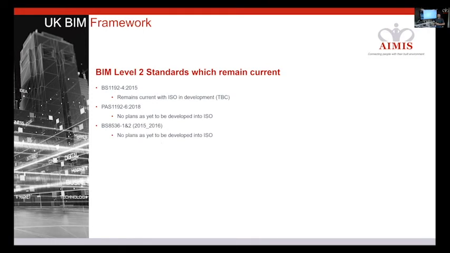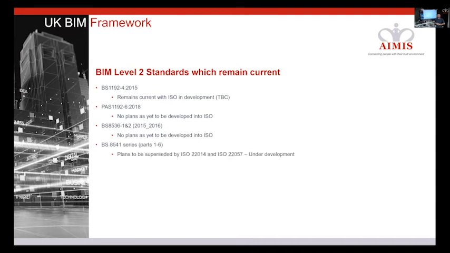BS 8536 Parts 1 and 2. Part 1 is for buildings, Part 2 is for infrastructure. These are the government soft landings standards, which define how information should be used for a soft landing handover over a 3-year period. Again, no plans as yet to develop this into an ISO, so this will remain a current British standard now and for the foreseeable future. But again, like the other standards, it is something that needs to be implemented by the client.